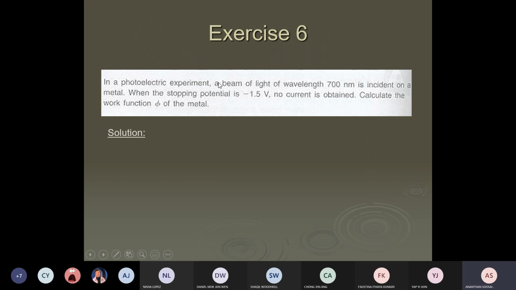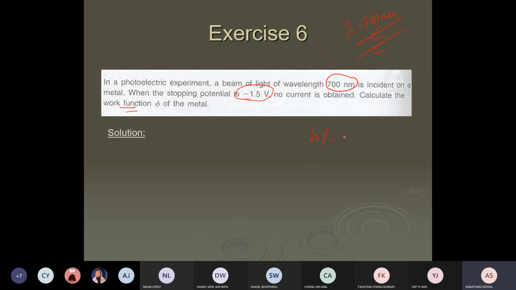The photoelectric experiment. A beam of light of wavelength 700 nanometer is incident on a metal. So this is the wavelength of the EM radiation shining, 700 nanometer, incident on a metal. Stopping potential is negative 1.5 volt. Or this is your stopping potential. No current is obtained. Calculate the work function of the metal. You want the work function.